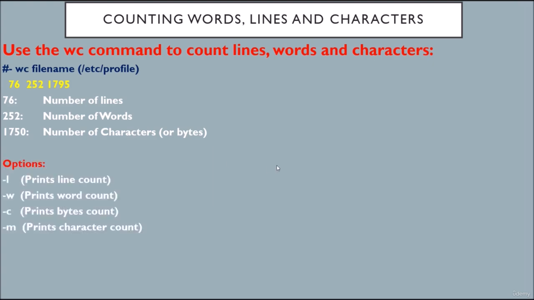Now there are some options you can use with this command as well. For example, if you only wanted to see how many lines there are in a particular file, then you can just use the -l option. To count just the words, you can use the -w option, and to count the bytes or the characters, you can use the -c or -m option. So let's look at that through the terminal as well.